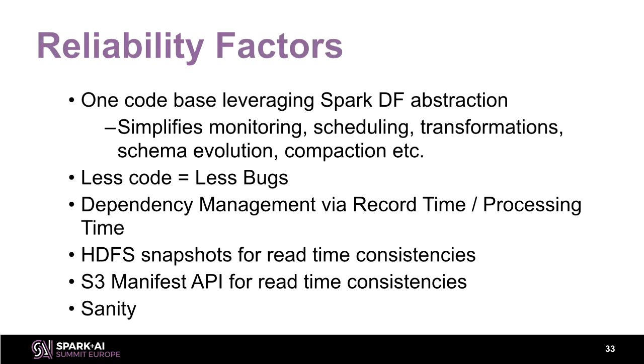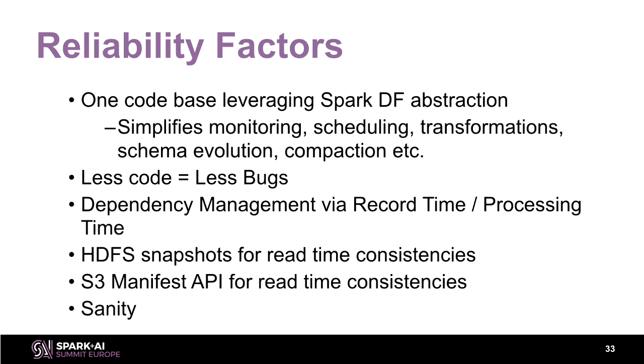So the last slide, where I'm recapping all the different factors that we have discussed about reliability. With Spark, we are now maintaining just one code base and just writing different connectors for each source. We do not need to maintain separate code bases for each of these sources. That simplifies your monitoring, scheduling, transformation, schema evolution, and compaction, which is deduplication. You're writing less code, which means there is less chance of bugs.